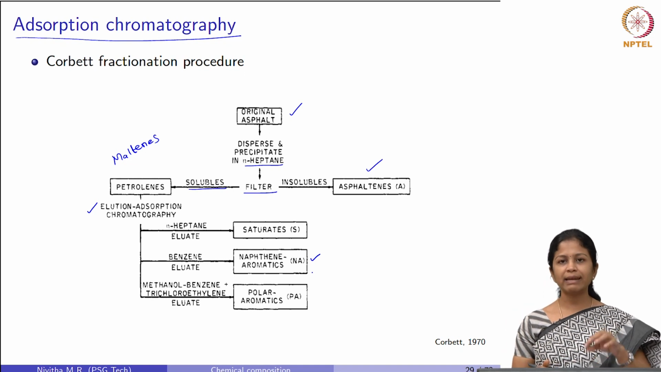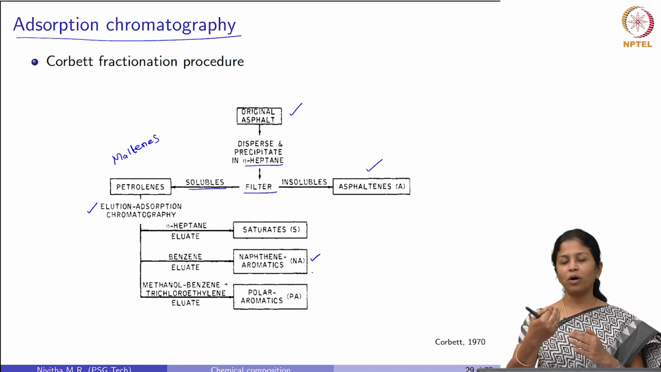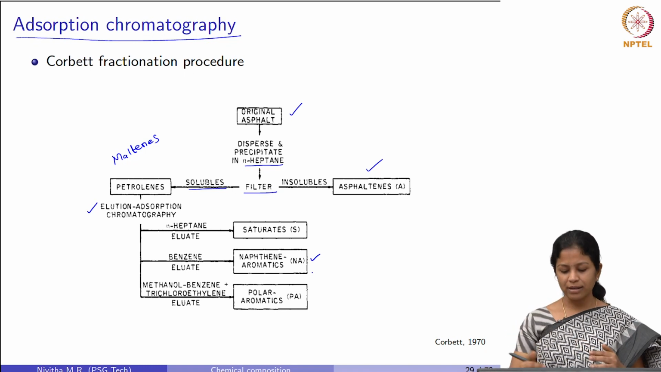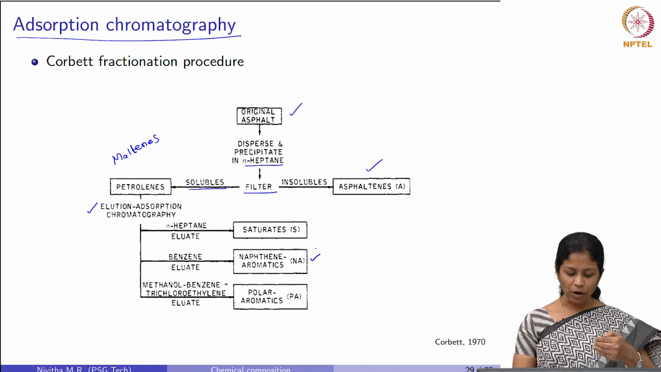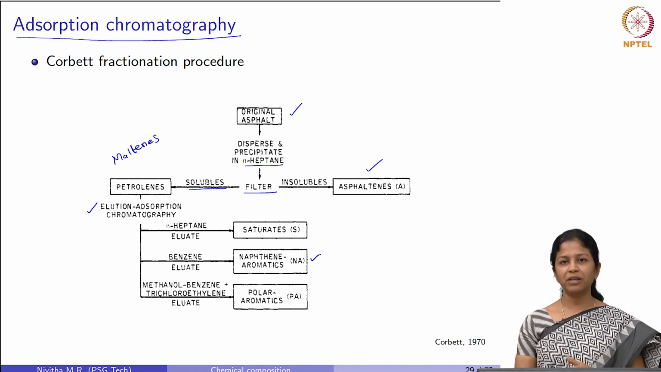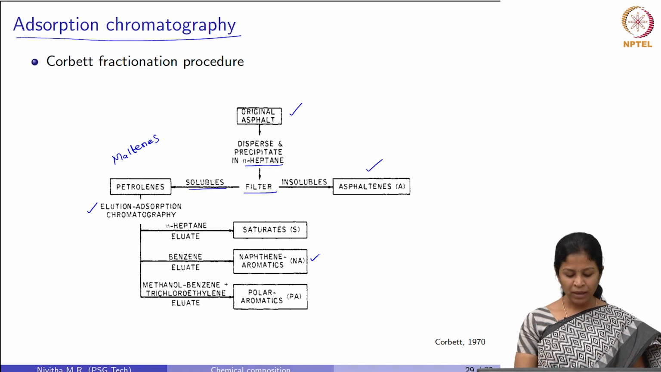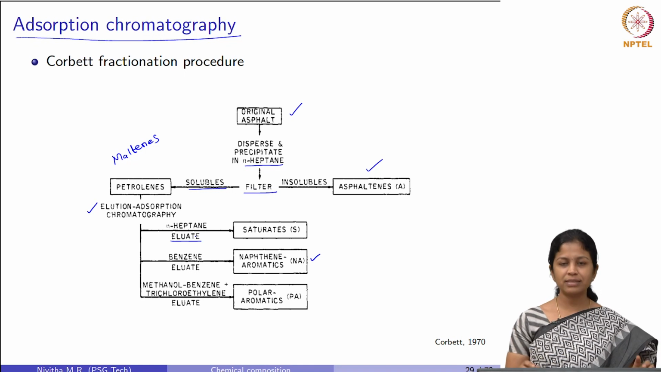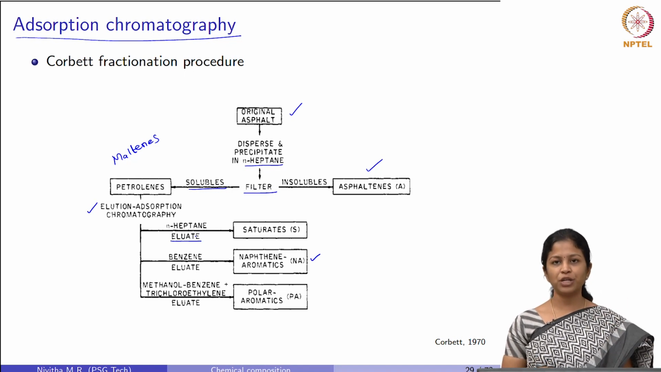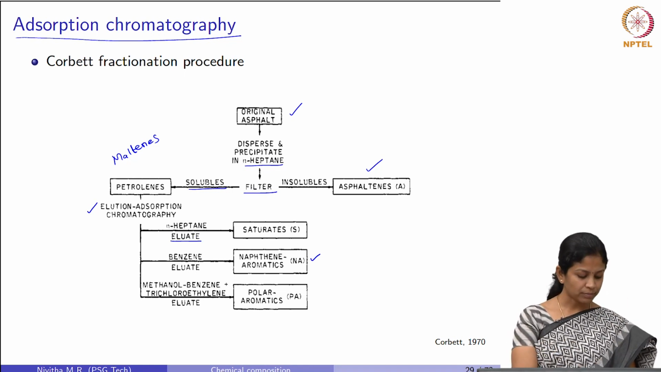Initially N-heptane is used as a solvent and whatever is removed is called saturates. Then benzene is used as a solvent and whatever is removed is called naphthene aromatics. Finally, a stronger solution, methanol, benzene and trichloroethylene, is used. So, this is the original fractionation procedure which was proposed by Corbett.